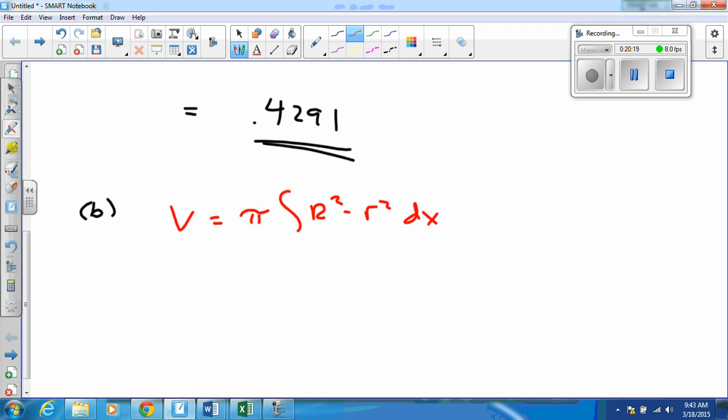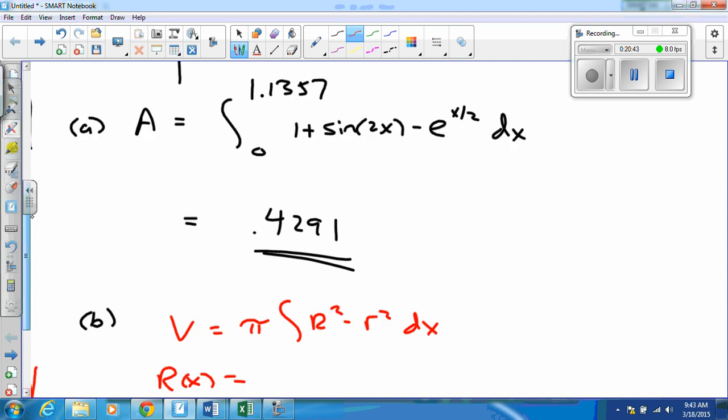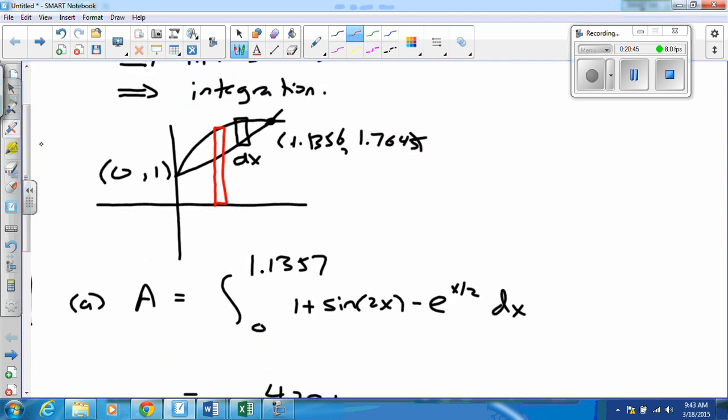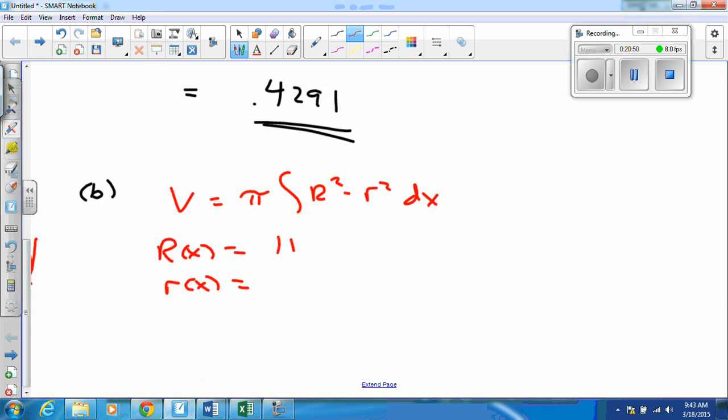I strongly encourage writing the form. They don't give a point for it, but it helps focus your mind a little bit, because now we understand we need to find big R and little r. And we want to write the big R and the little r. What is my big R, Matthew? 1 plus sine 2x. It's 1 plus sine 2x minus the axis, which is 0.